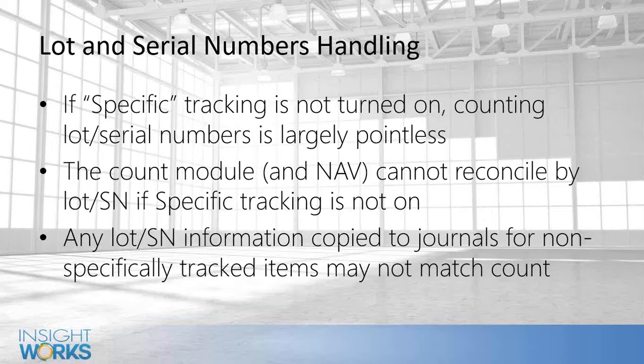I could buy serial number 1 and buy serial number 2, and then I sell serial number 2. Well, it'll actually take serial number 1 out of stock because it's not specific. It doesn't match up that serial number. Okay, so counting serial numbers and lot numbers when you don't have specific tracking turned on is pointless. If you do it anyway and you have the set item tracking lines turned on, you may not get the results on the item tracking lines you expect, but again, you don't care because NAV doesn't care. Okay.